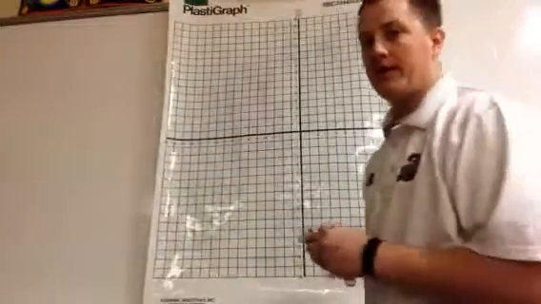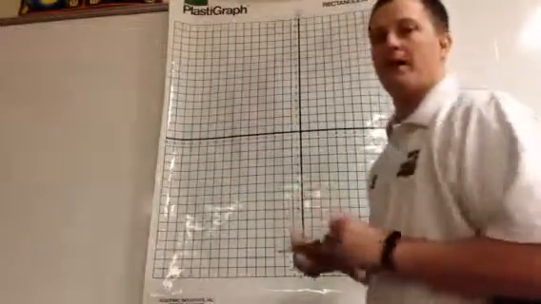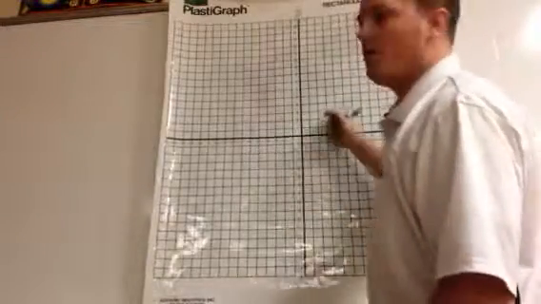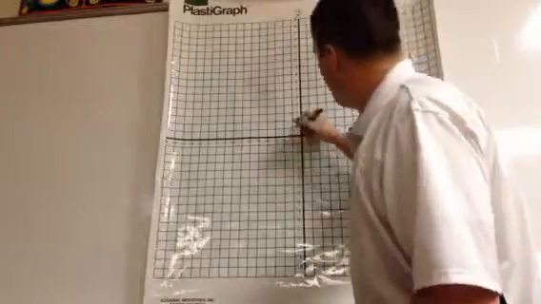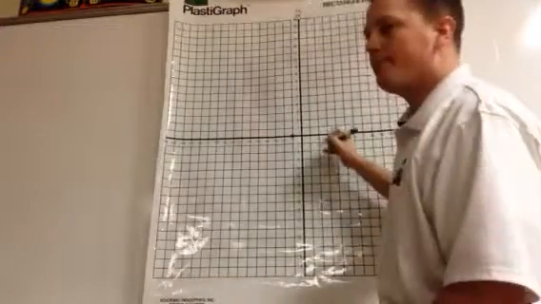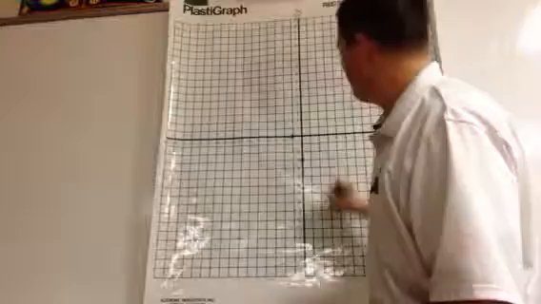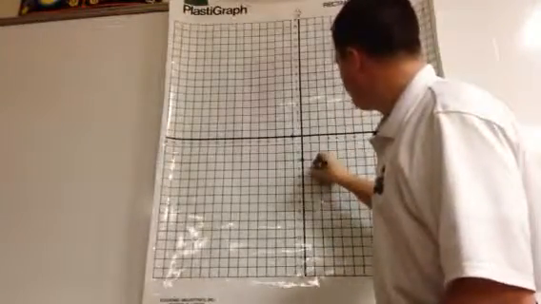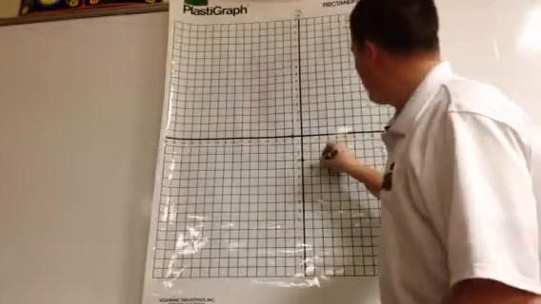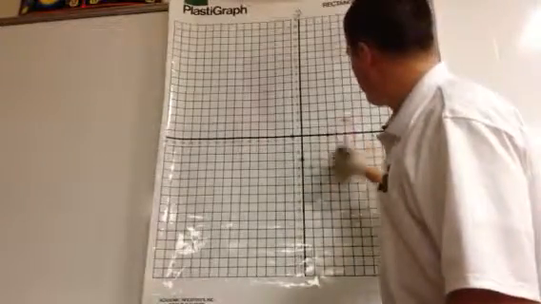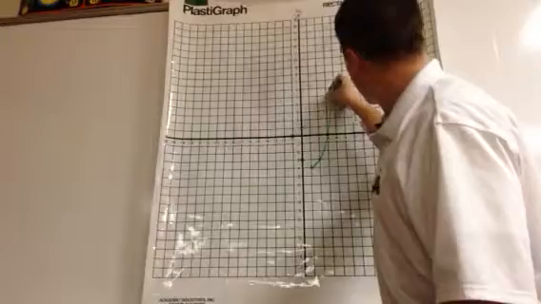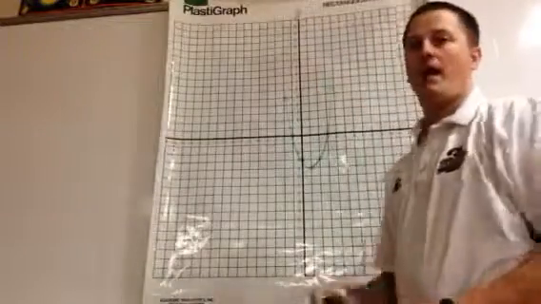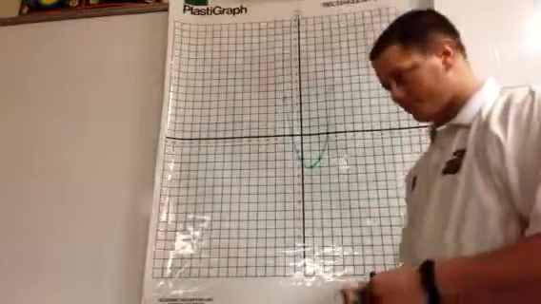Here I have a coordinate plane. I'm going to go about graphing our parabola, or our quadratic equation. -1, 0. 0, -3. 1, -4. 2, -3. And 3, 0. And we have our parabola.